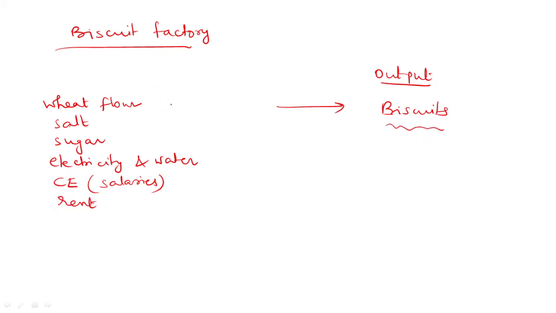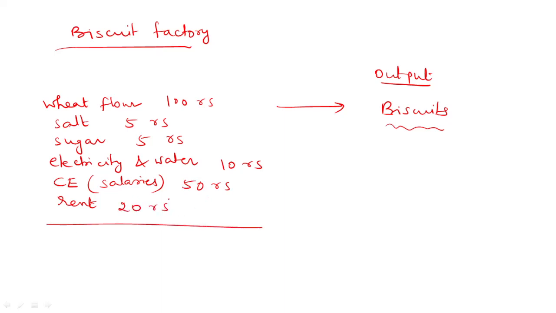Let's say the value of wheat flour being used to produce a certain number of biscuits is 100 rupees, and salt, let's say 5 rupees, sugar 5 rupees, electricity and water let's say 10 rupees, compensation to employees is let's say 50 rupees, and rent is 20 rupees. So the amount of inputs being used adds up as 100, 110, 120, 170 and 190. So 190 rupees is the value of total inputs being used in the manufacture of biscuits.